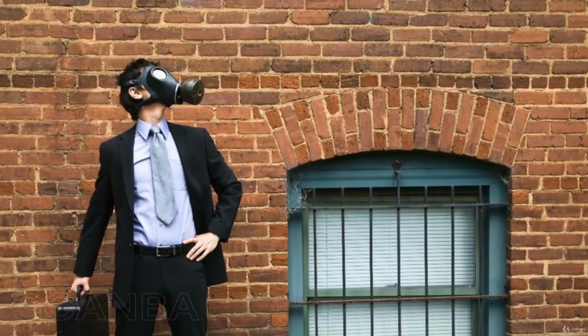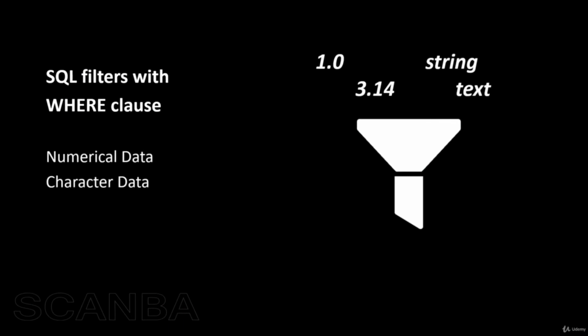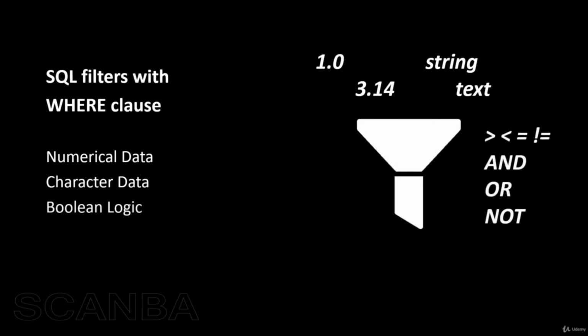Filtering data. A common task in data science work is filtering data, so we can work with just the data we're interested in. With the where clause, we can filter numerical and character data. Where clause can contain several filters combined with the Boolean logic. Filtering numeric values is straightforward.